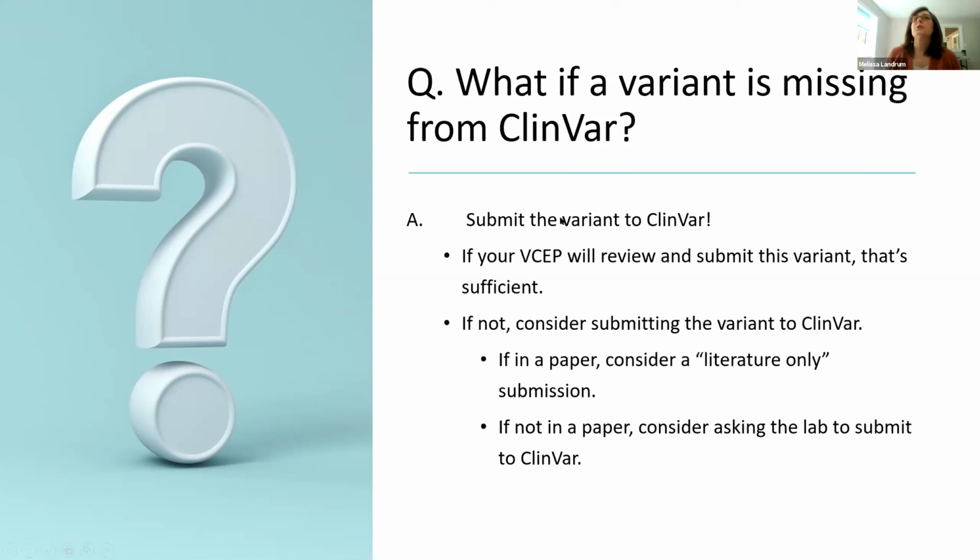If the VSEP's not going to submit it, you can consider submitting that variant to ClinVar from your own organization. If it's coming from a paper, you can consider doing a literature-only submission. That means it can be a very minimal submission. Basically, you're just reporting the variant in the paper. If it's not in a paper, if this is a variant that maybe you learned from another laboratory while you're sharing private data, you could consider asking that lab to submit their data to ClinVar as well to get that variant in.